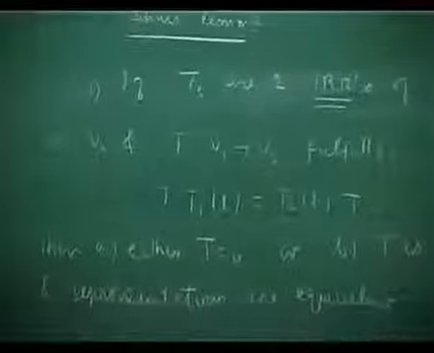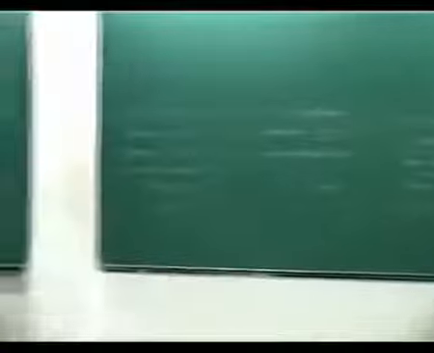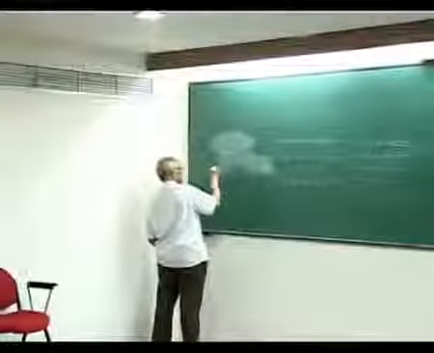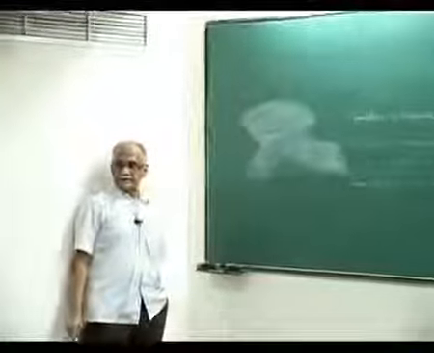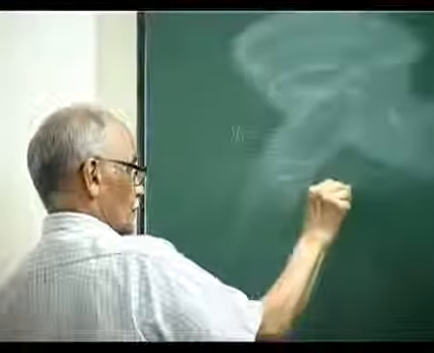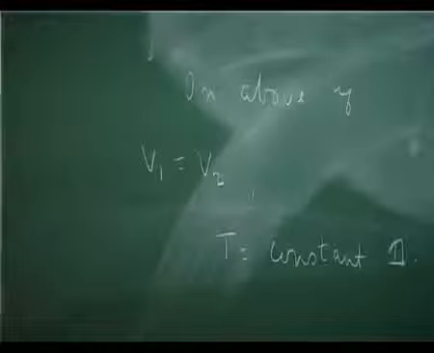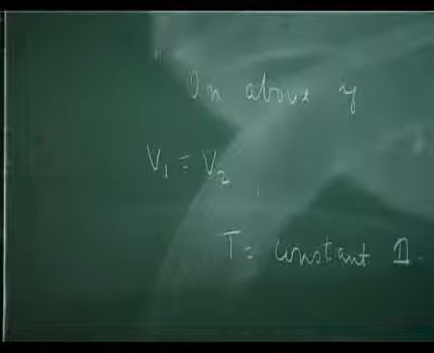Secondly, in the above, if V1 equal to V2, that means T commutes with all the matrices of the representation, then T is some constant times identity. The only operator which will commute with all matrices of the irreducible representation are multiples of the identity. I will not do any proof because it is the same as the previous one.